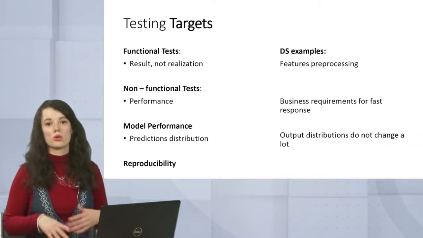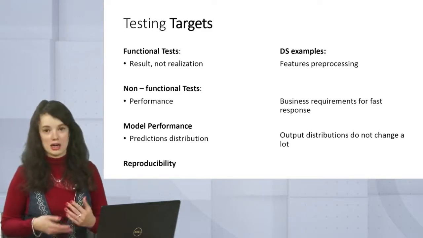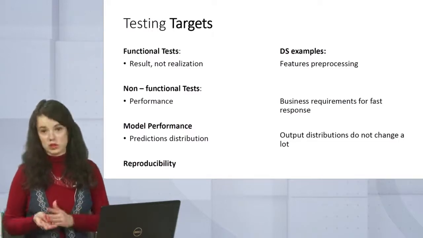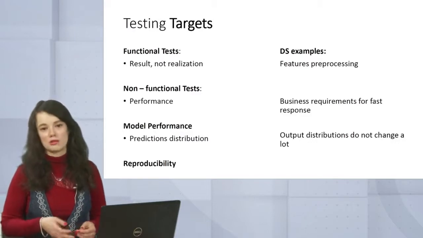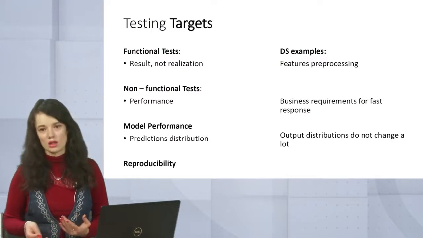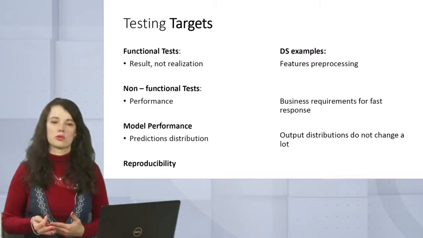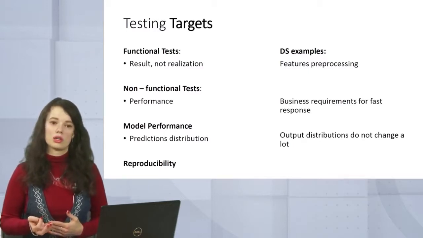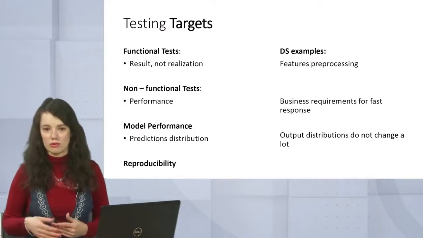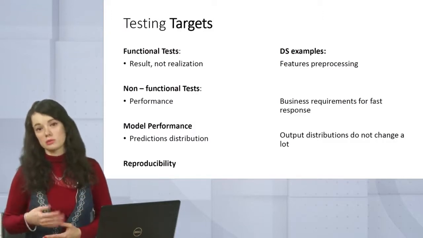So, moving to what exactly we are testing. In data science, there are different types of tests which fit well. First one is functional test, when you test the result of your functions or classes. Second one is non-functional tests, when you're testing performance of your code. For example, your manager says that your model should be very fast, thus you need to test how well it performs.